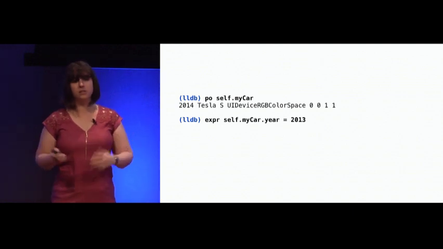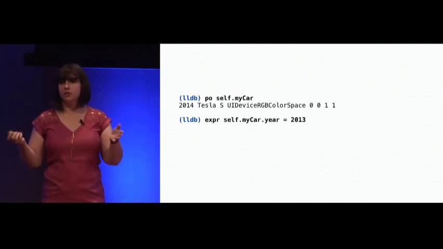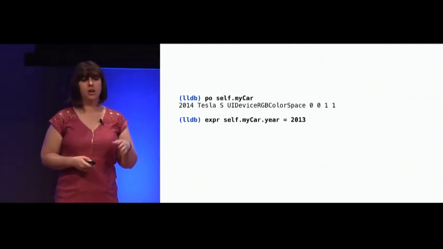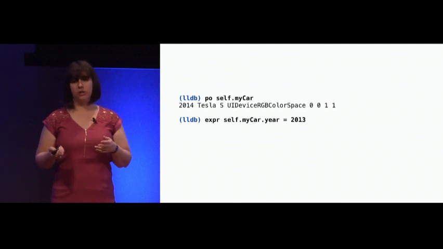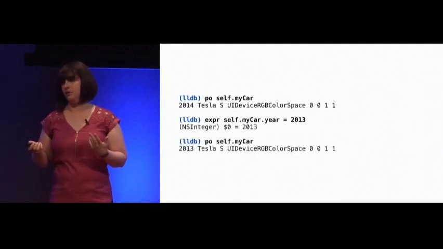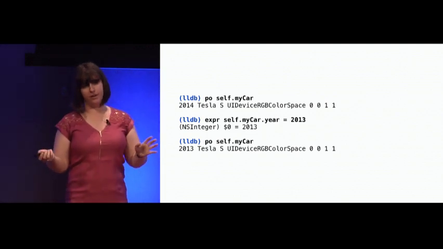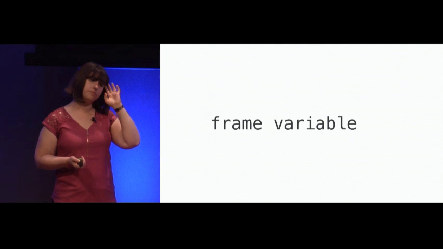In this case, my code has a bug where if the year is 2013, something weird happens. So I can run a really short command, expression self.myCar.year = 2013. And then the next time I print it out, you have 2013. So you can just modify whatever you want at runtime. And this works with Swift as well.